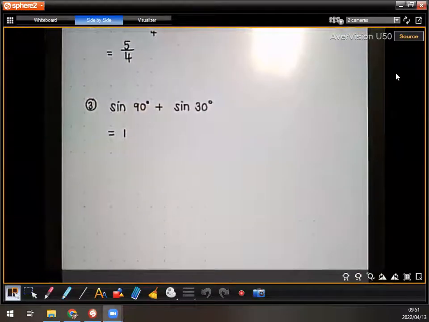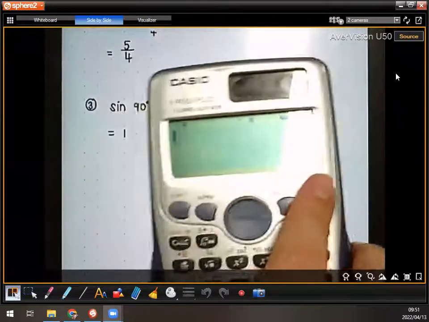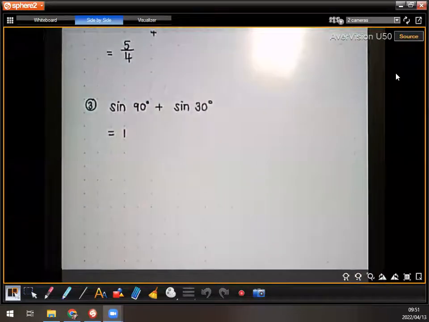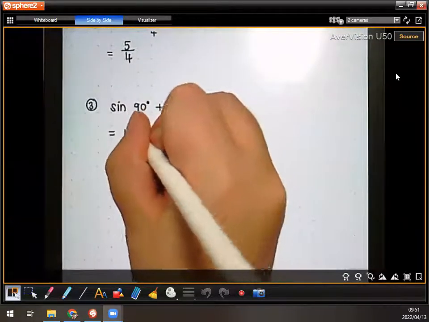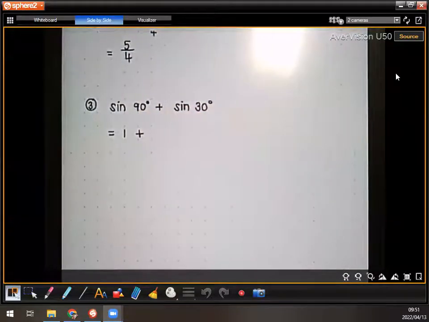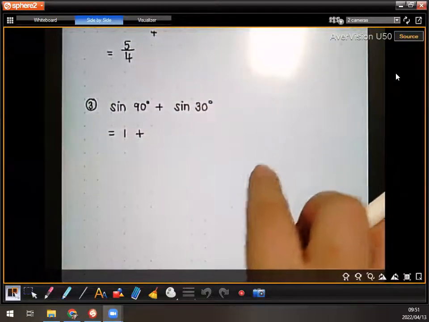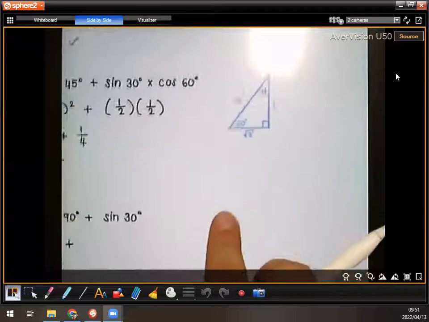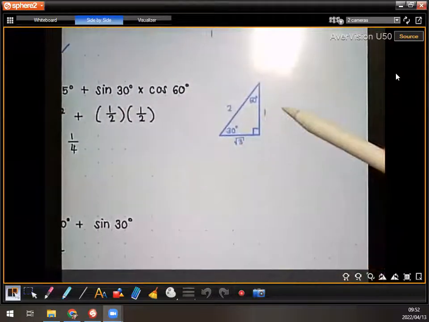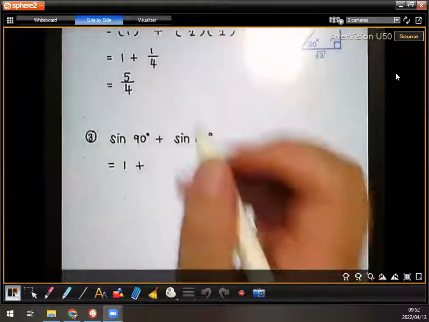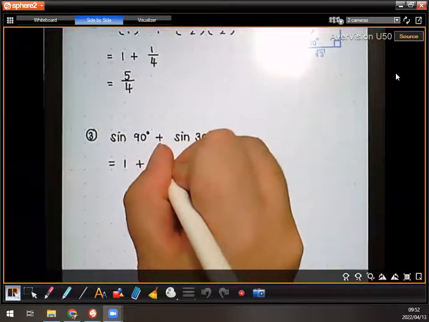You always have to have a calculator with you. And then sine 30 for this one, use the triangle, but we've already drawn the triangle, so we're not going to draw it again. We go up to the one that we've already drawn. Sine 30 is opposite over hypotenuse, 1/2. So that is a half.